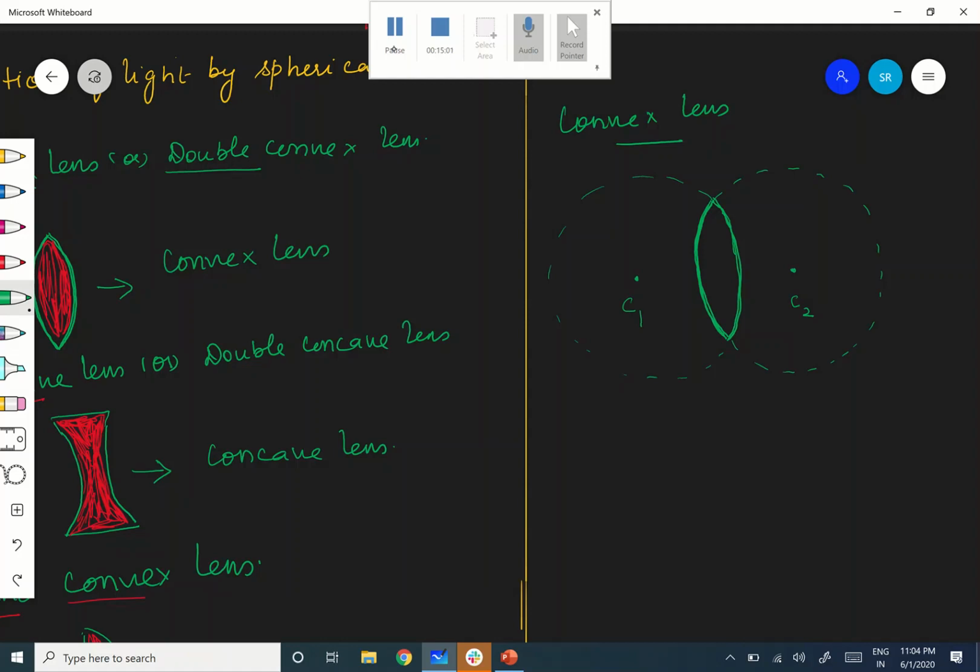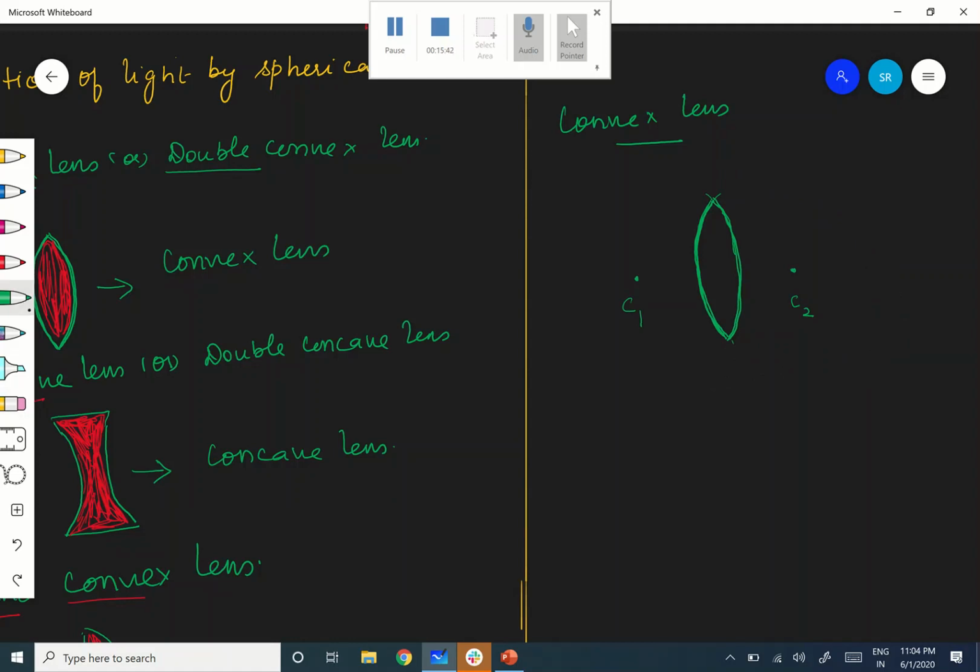C1 is the first center of curvature, and C2 is the second center of curvature. Are you following? Center of curvature means what? Because there are two spherical surfaces, and each spherical surface is a part of a sphere, the center of that sphere is what is called the center of curvature. Therefore, the lens now has two centers of curvature. Now let me rub this one. There is no need to show this every time. Okay, for your understanding, I have drawn it. Now, see, here the center of curvature is there.